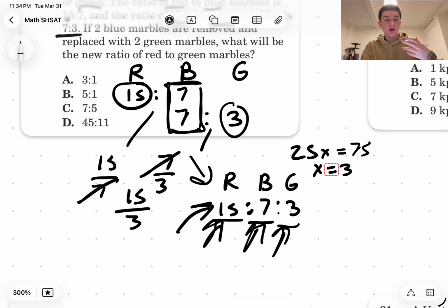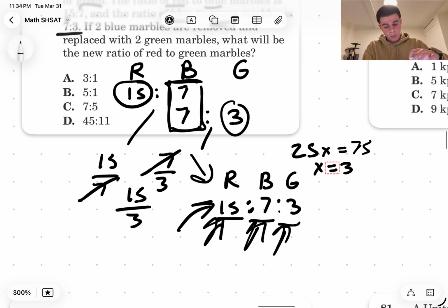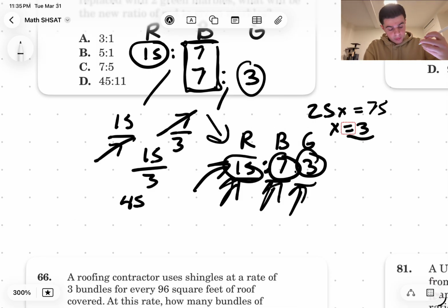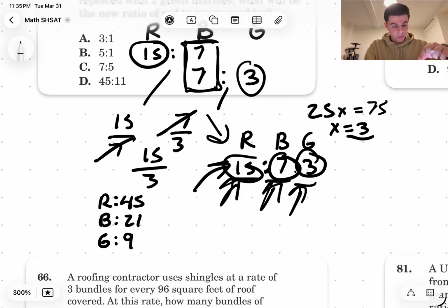So now we can figure out how many red marbles, how many blue marbles, and how many green marbles we have by multiplying 3 by each of these individual values. So we have 45, 3 times 15, red marbles. We have 21 blue marbles, and we have 9 green marbles.